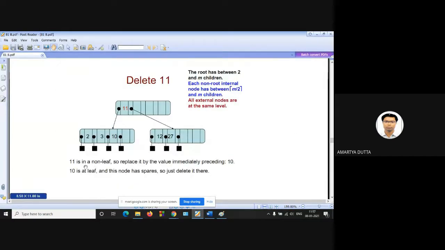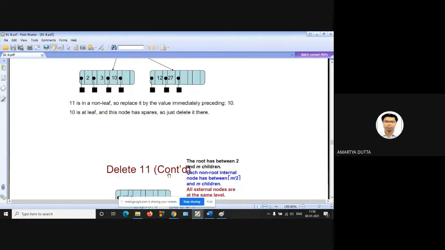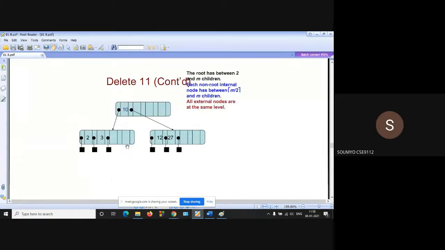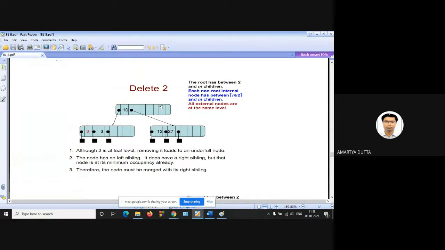So delete 11. 11 is a non-leaf, so replace it by the value immediately preceding it, 10. 10 is at the leaf and this node has spare pairs, so just delete it there. So 10 will be there. Okay. Up to this, any problem? Delete 11. Any queries? Okay. Next, delete 2.